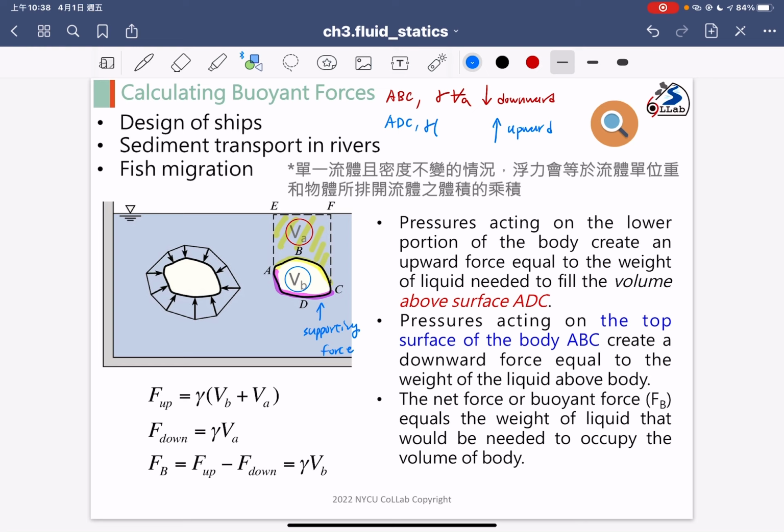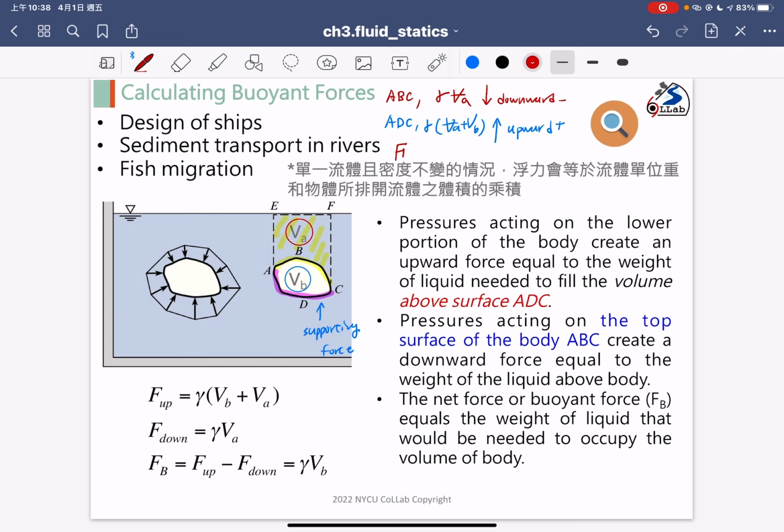So we have gamma multiplied by VA plus VB. And then we need to make the balance, because the force upward is positive, and the force downward is negative. So we make the balance, which is the gamma.